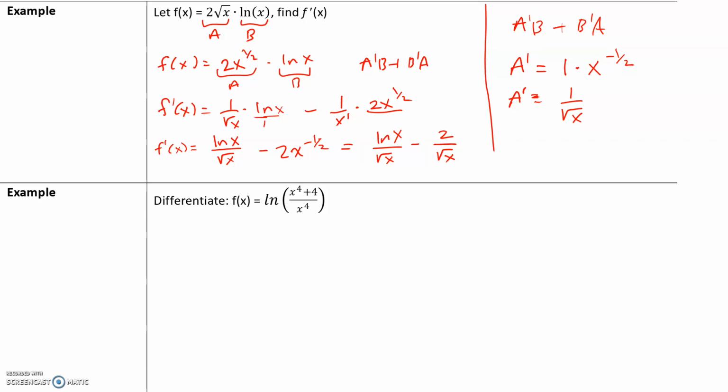And one quick thing, I apologize for this, but the product rule is a prime b plus b prime a, so this should have actually been a positive. Okay, my apologies.